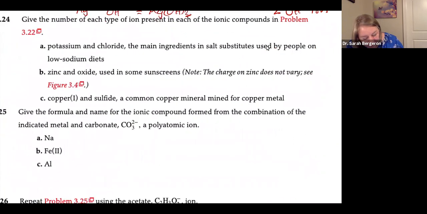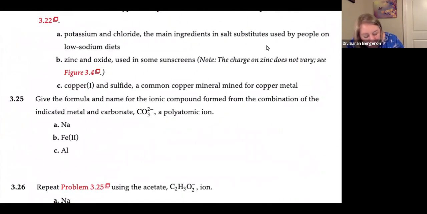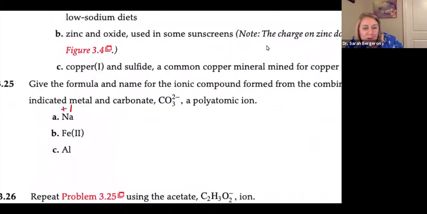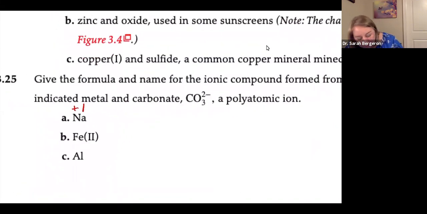All right, let's see, 25. Give the formula and the name for the ionic compound formed from the combination of the indicated metal and carbonate polyatomic ion. Okay, so sodium, go find it on the periodic table. What you should find is it is in group 1, so it is a +1 charge. So if we have that sodium is a +1 and we have carbonate, CO3, 2-, and it doesn't matter if you put the positive and the negative on either side, it doesn't matter.